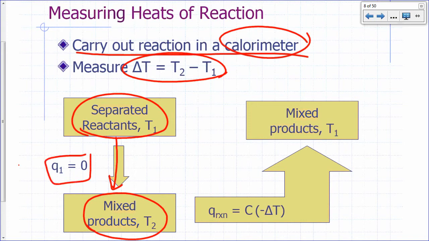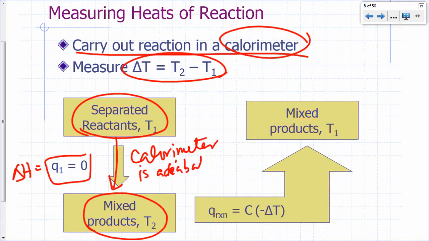Q for that step, and delta H for that step, is equal to 0. Why? Because your calorimeter is insulated, or we say it has an adiabatic wall. The process is adiabatic. Adiabatic, remember, means something that doesn't allow heat to flow. So I have an adiabatic wall, so Q is 0 for that process. Suddenly your reaction mixture is now hotter or colder than it was before you mixed the reactants.